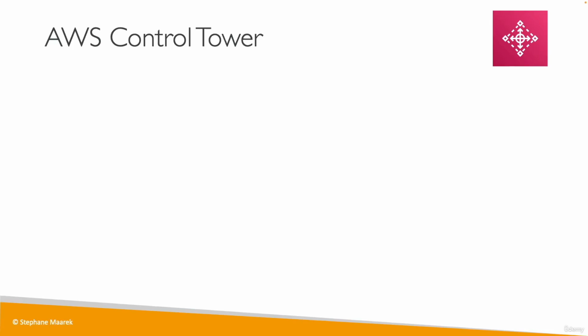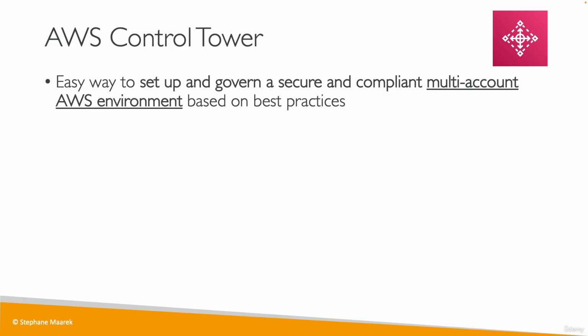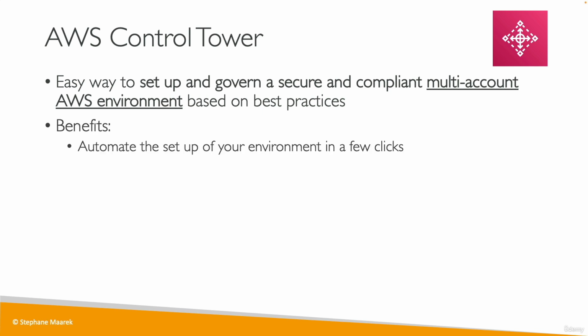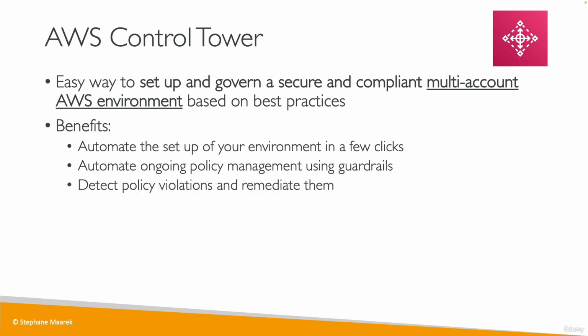Now let's look at AWS Control Tower. So it's an easy way for you to set up and govern secure and compliant multi-account AWS environments based on best practices. Out of it, you're going to get your environment automated in just a few clicks. You're going to have ongoing policy management using guardrails, and we see this in this lecture. We're going to detect policy violations and remediate them automatically, and we can monitor compliance through an interactive dashboard.